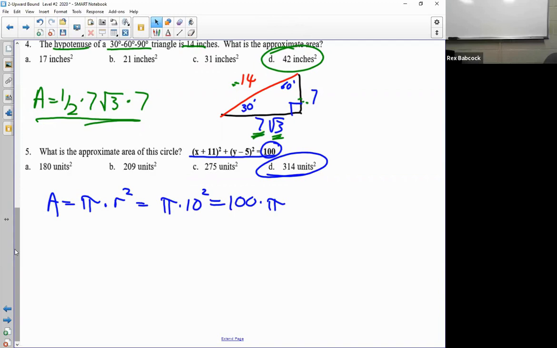Now, if I wanted to, I could put that in a coordinate system like I did a while ago. The center is at negative 11, 5, and then I go out 10 and see, does it match 314? And I see that it did. Questions there? Answer's D.